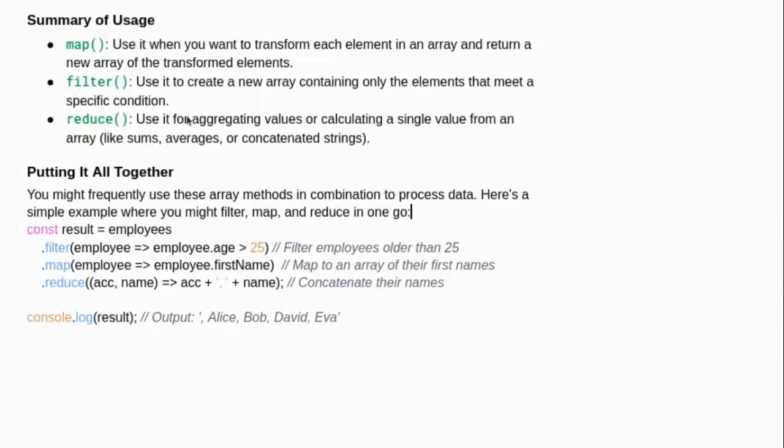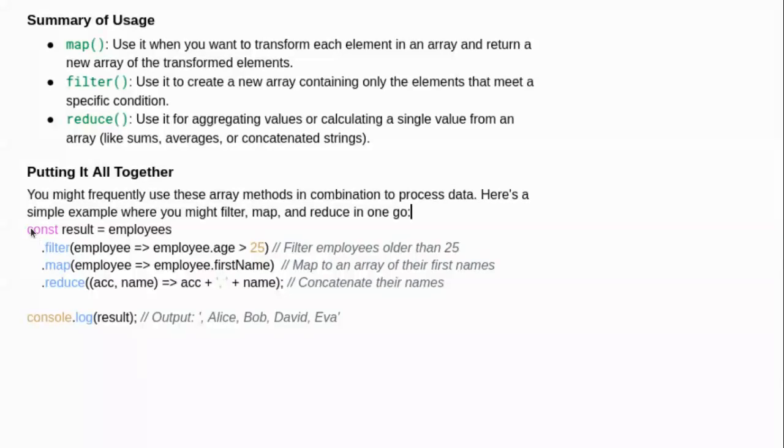And reduce is used for aggregating values or calculating a single value from an array, like sums, averages, or concatenated strings. At that time we use reduce. Actually there is an accumulator, in which we hold what we want, and another parameter is the field on which we are doing the operation. So definitely we will see this example one by one.